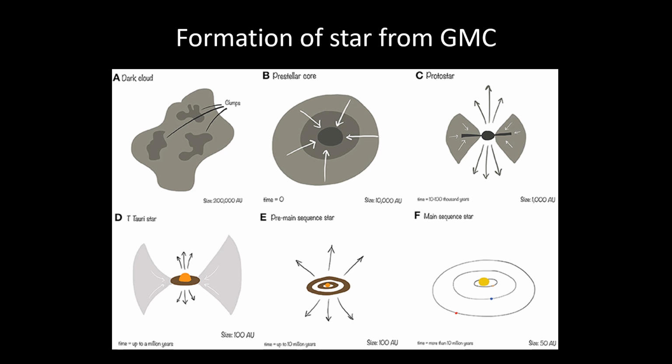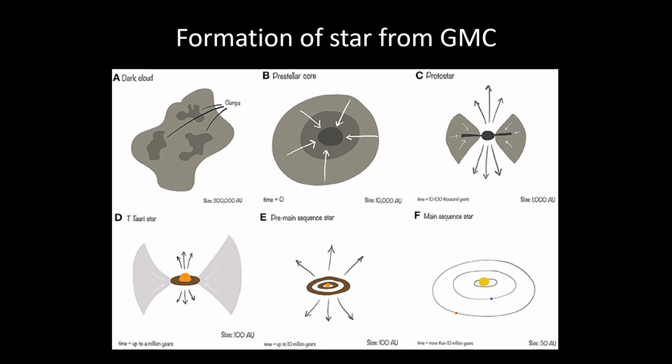This protostar again collapses in itself, and during this, it takes 10 to 100,000 years, and the size also decreases to 1,000 astronomical units. When the protostar gets smaller, it spins faster because of conservation of angular momentum, and an increase in pressure and increase in temperature take place. So basically, when the protostar is formed, nuclear fusion begins, and this leads us to stage D, the T-Tauri star.